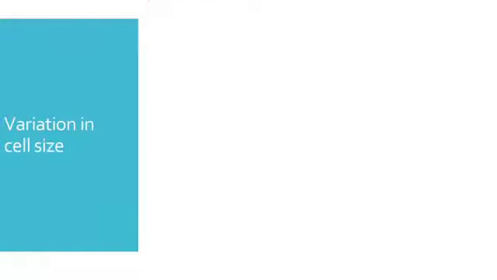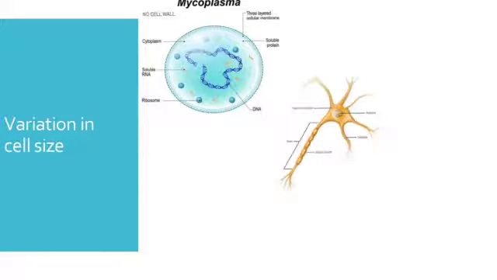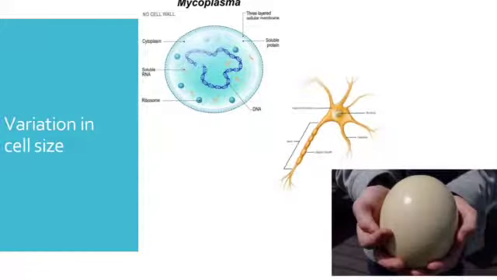Now, next we'll see variation in cell size. Mycoplasma is the smallest cell in the world. Next comes nerve cells, which are long cells. Next comes the ostrich egg, which is the largest cell on earth. So there are different cell variations in different cell sizes.